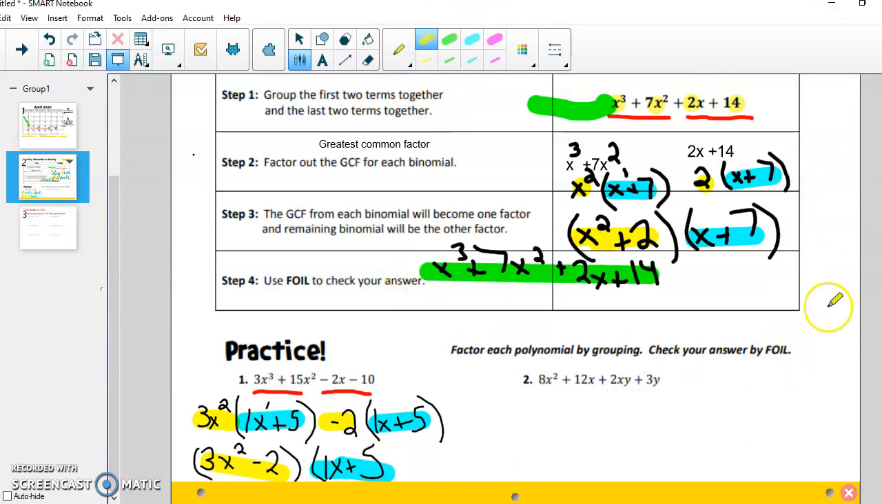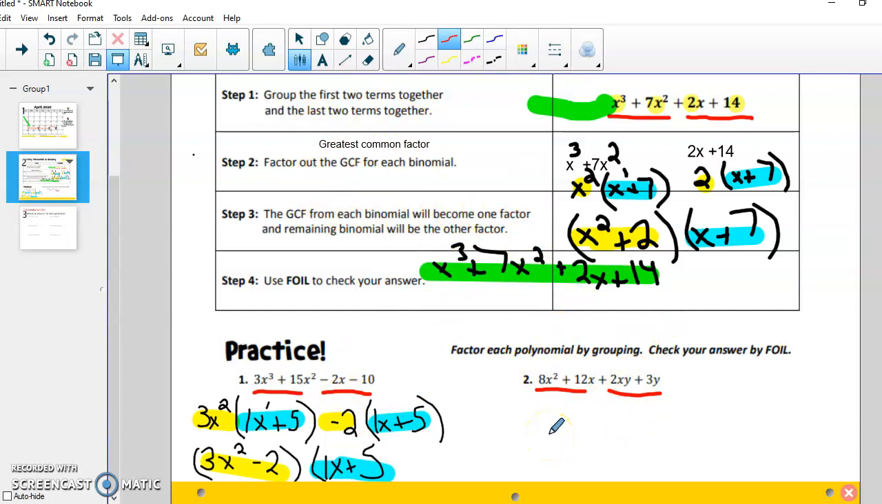All right, for good measure, let's go ahead and try one more. This one's a little bit more complicated because we have some letters involved, but the process looks exactly the same. So we're going to start off by grouping our first terms and our last terms together. Step 1, check.